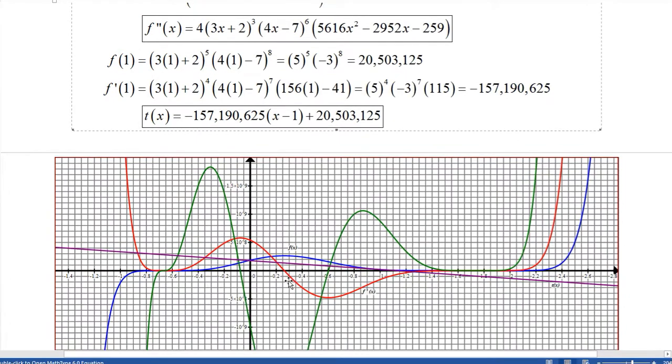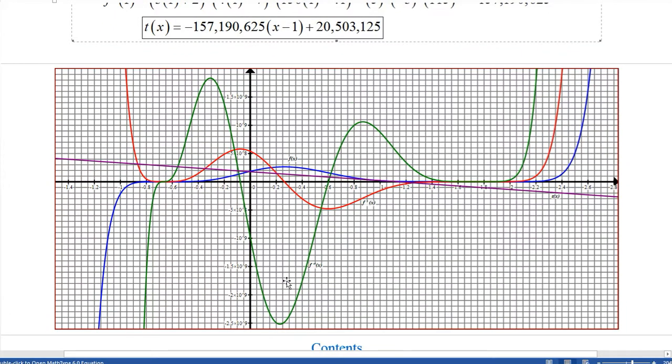Now here I graphed it. I had to go pretty far out to see the interesting things. So it looks like the original function is f of x, which is blue here, this one coming up like this. You can follow my cursor. The red one coming down here and then back up and down and back up here. That's the derivative. The green one is the second derivative, and the purple line is the tangent line.